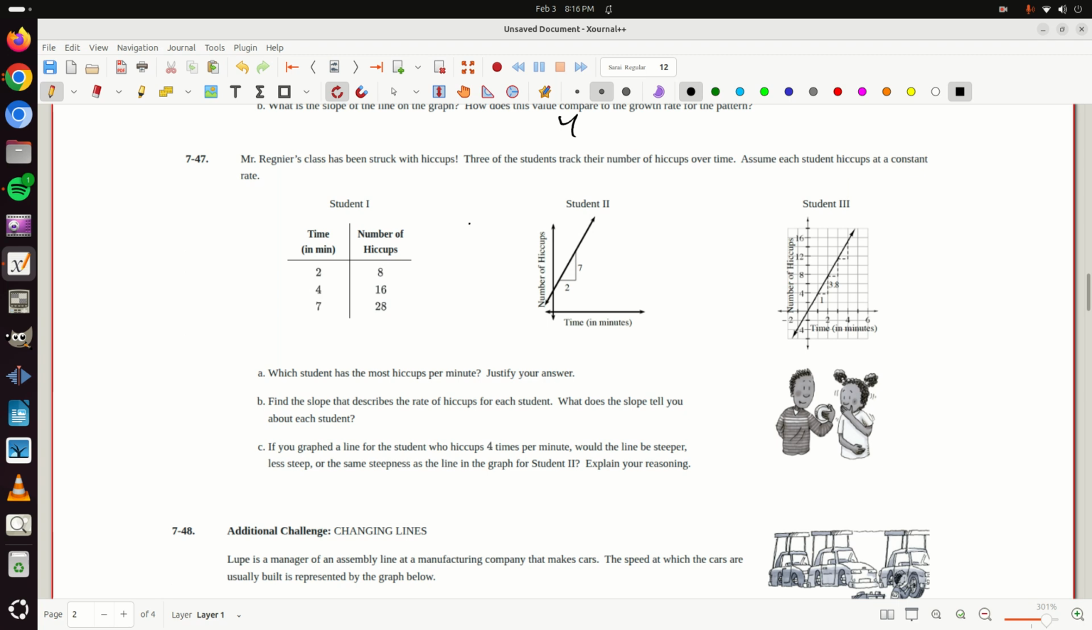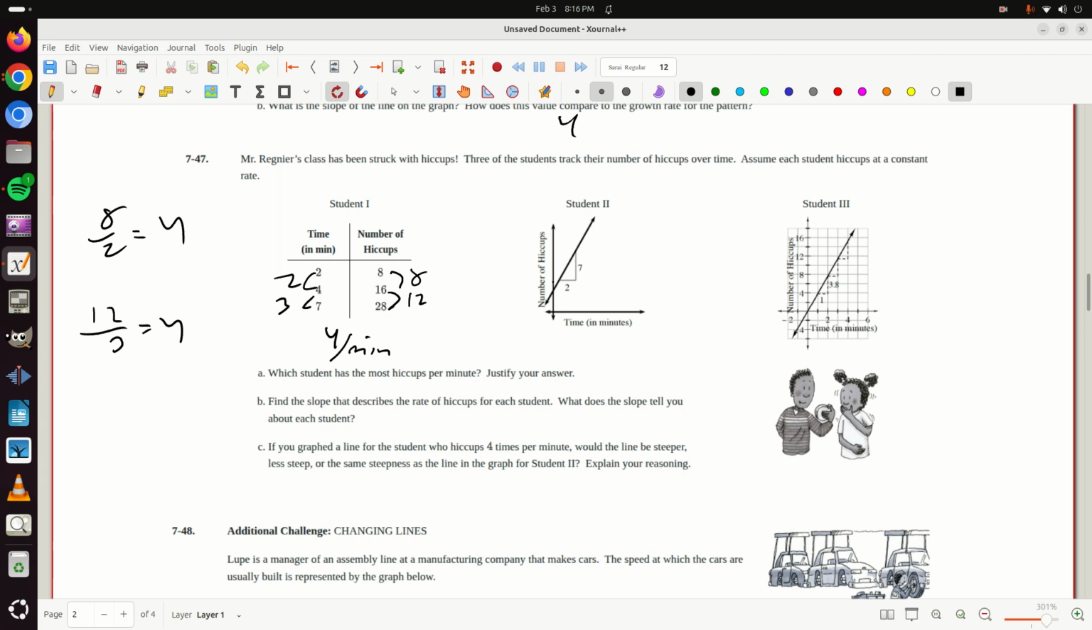Well, on this one, it looks like they're going 8 for every 2. And it looks like they're going 12 for every 3. Well, 8 divided by 2 is 4 hiccups a minute, and 12 divided by 3 is 4 hiccups a minute. So this one, we're getting 4 a minute. Hopefully we're okay with that.